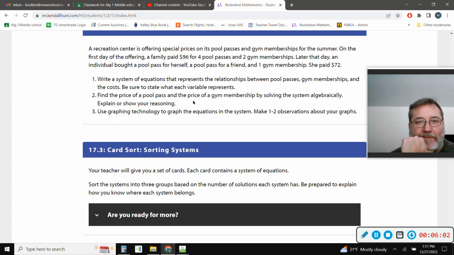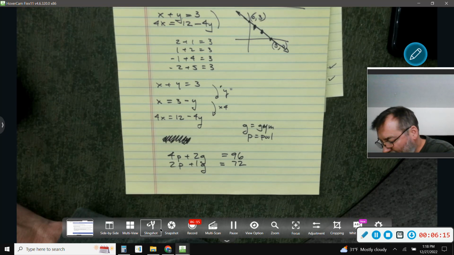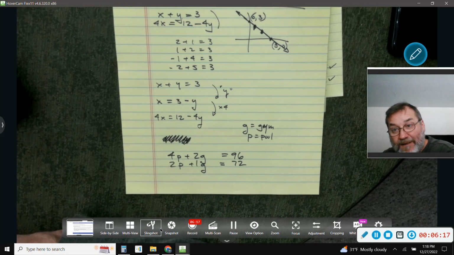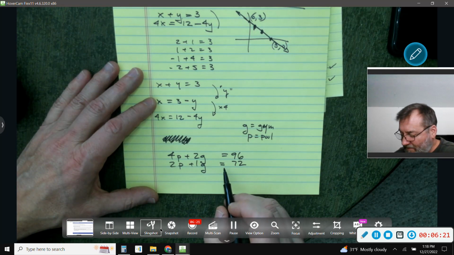Find the price of the pool pass and the price for the gym membership by solving the system algebraically. Explain your reasoning. Okay, so if we look at this, let's look at our equations here. We have a couple different ways: elimination and substitution. I'm going to use elimination. It's just easiest. Let's take this bottom one and simply multiply it by 2.